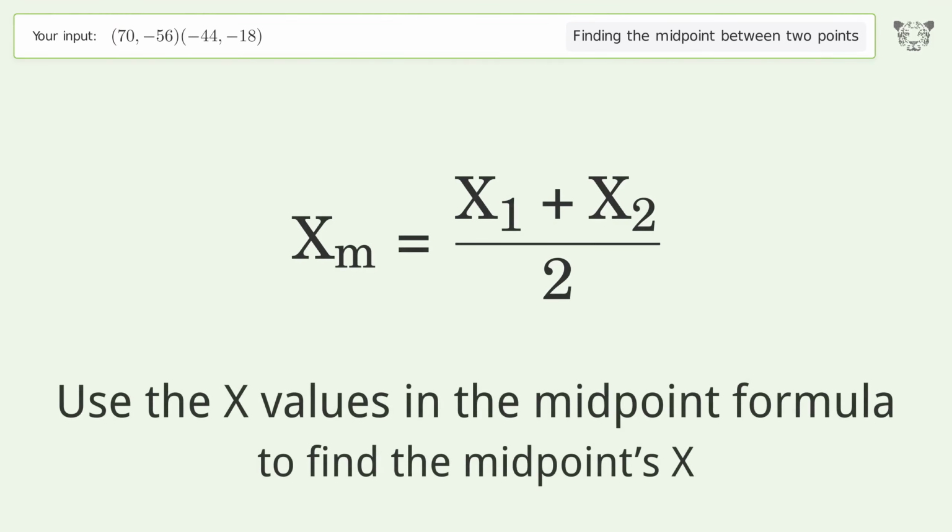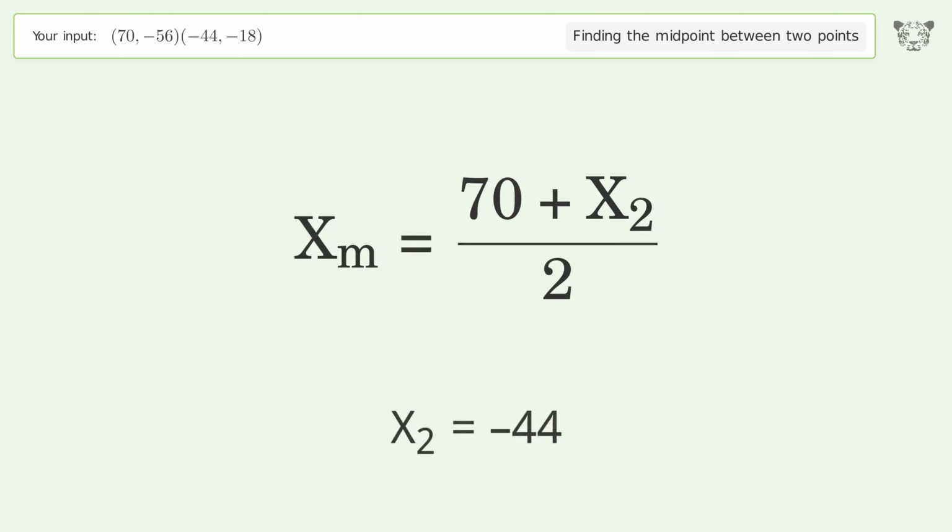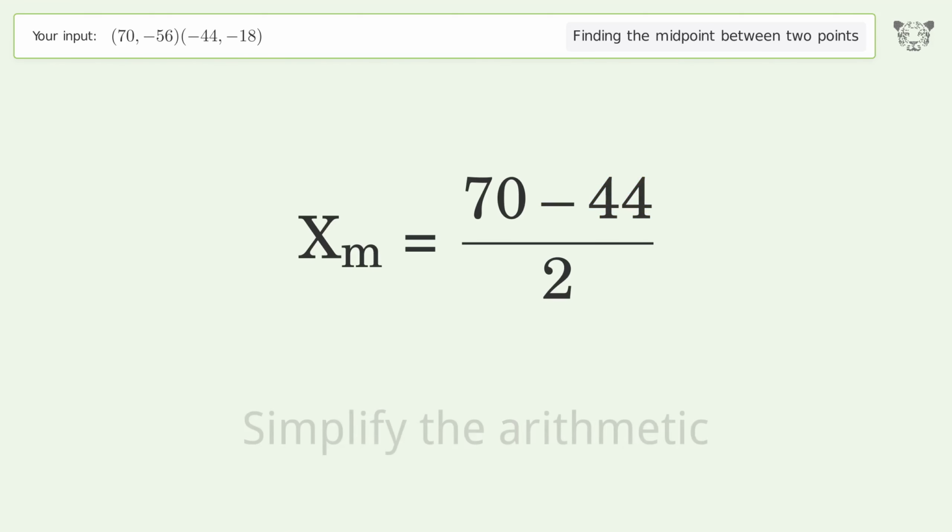Use the x values in the midpoint formula to find the midpoint's x. x1 equals 70. x2 equals negative 44. Simplify the arithmetic.